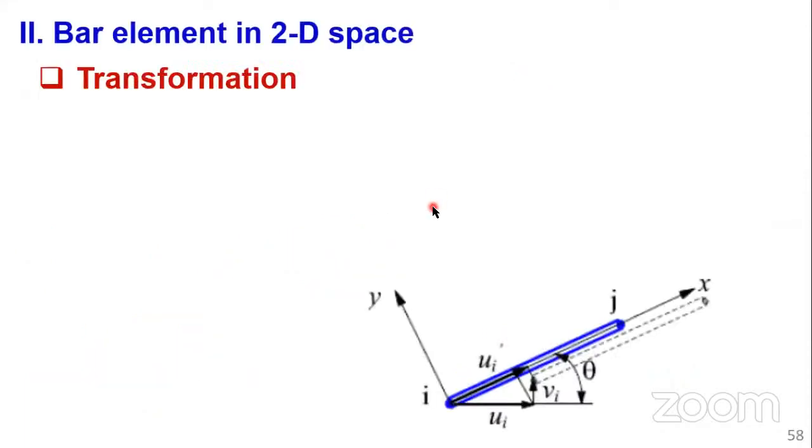Okay. Now let's see the transformation. So we have this. I think I need this for ease of drawing. It's fast. Please. Okay.